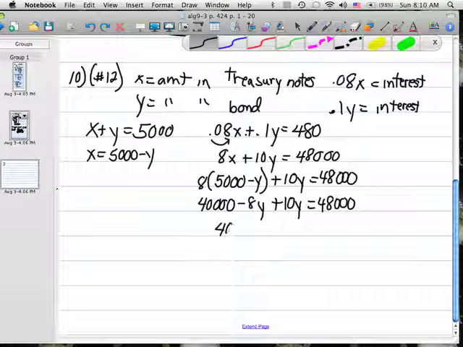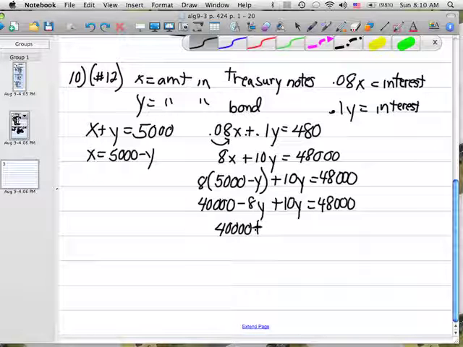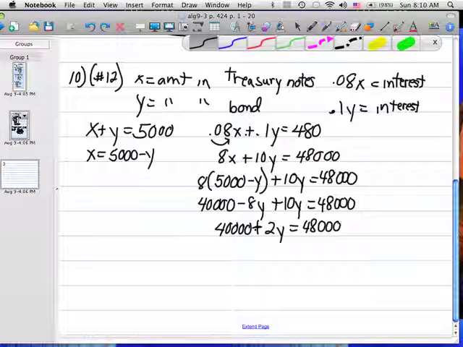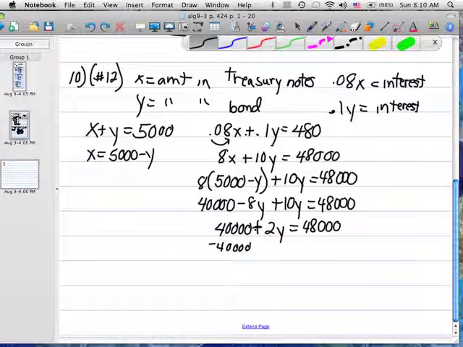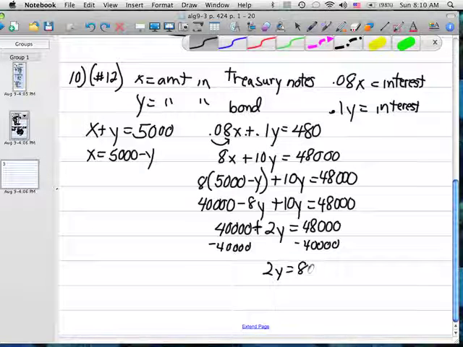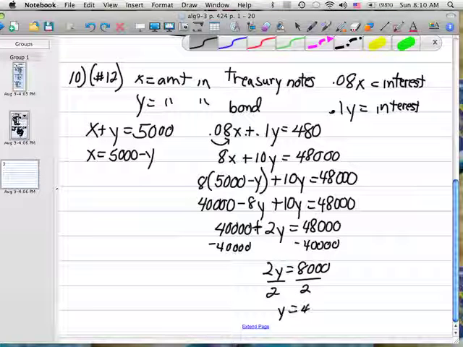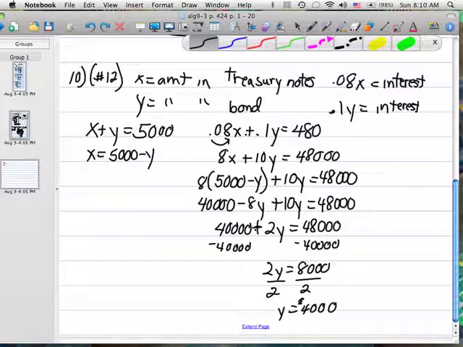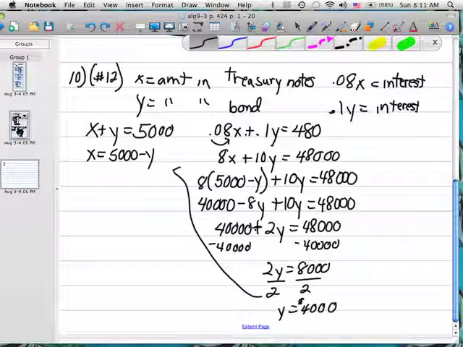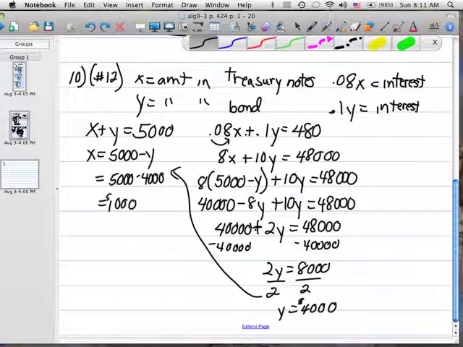Collecting like terms, negative 8Y and 10Y make 2Y. Solving for Y, subtract the 40,000 from both sides, and I get 2Y equals 8,000. Divide by 2, and Y equals 4,000. So there was $4,000 invested in bonds. Putting that back up here into this equation, 5,000 minus 4,000, there was $1,000 invested in notes.